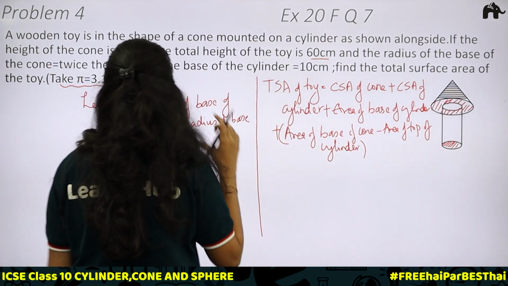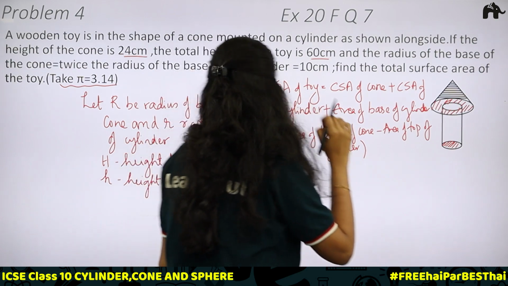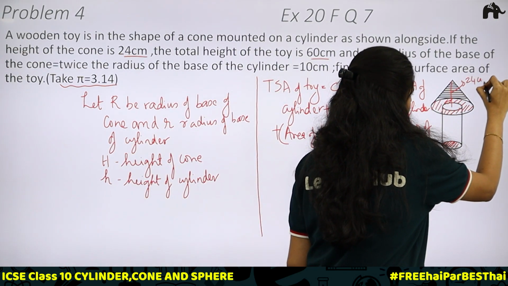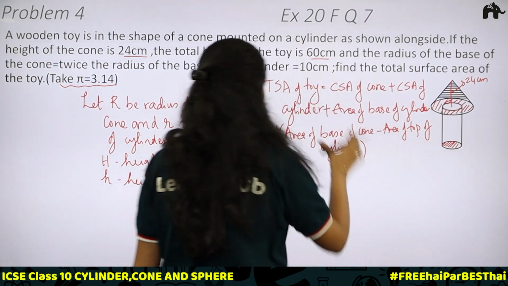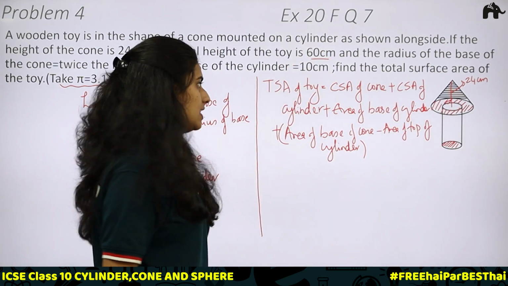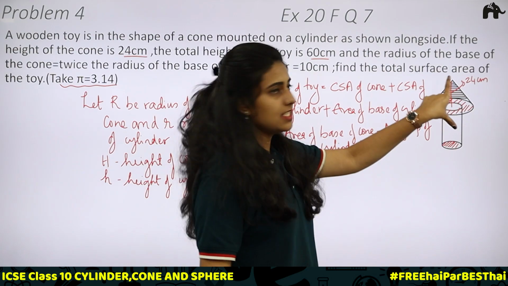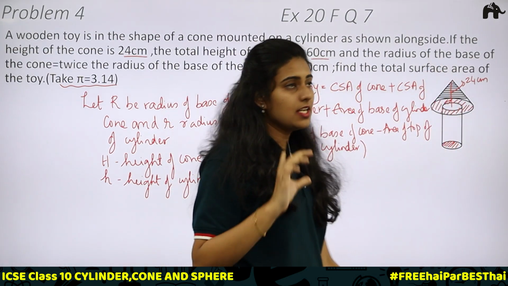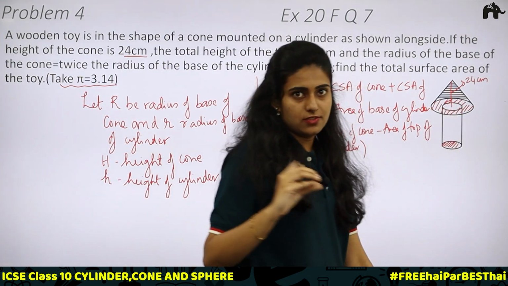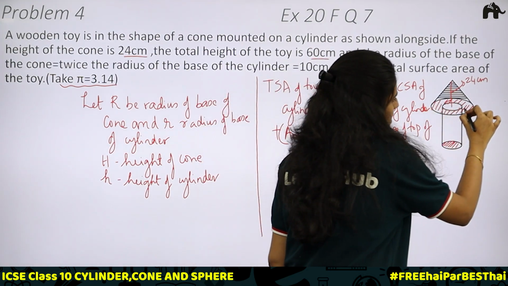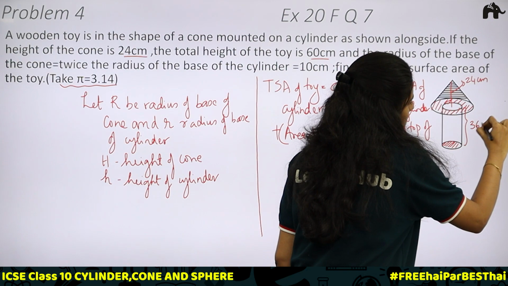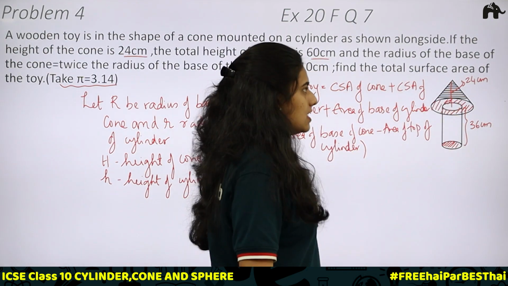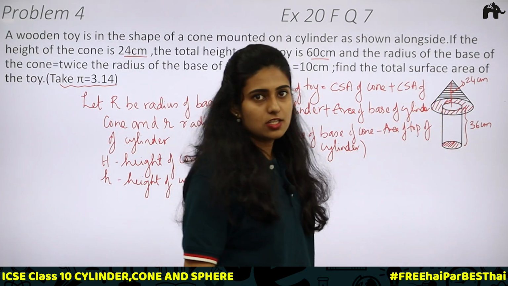Given that the height of the cone is 24 centimeter. This height is 24 centimeter. Also given that the total height of toy is 60 centimeter. If total height is 60 centimeter and 24 centimeter is the height of cone, then the remaining will be the height of cylinder, which is 36 centimeter. 36 plus 24 is equal to 60 centimeter, which is the total height of toy.